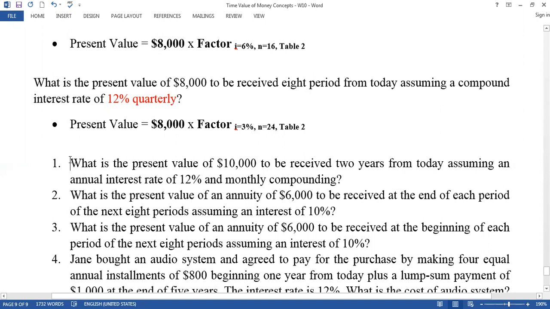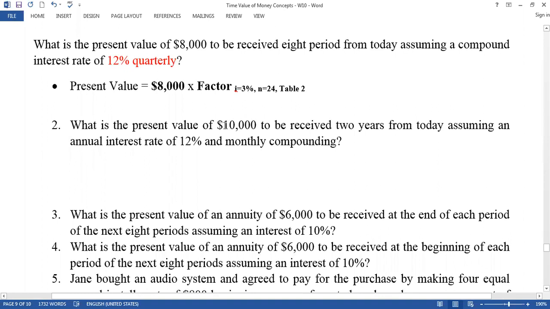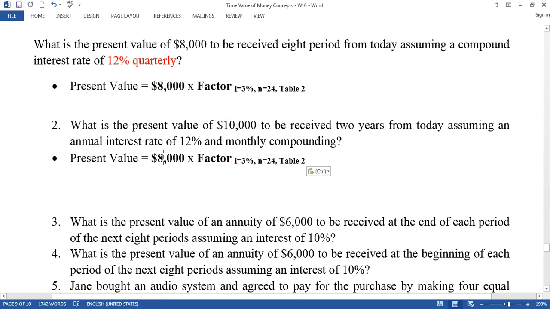Now this is question two. You can see question two: what is the present value of $10,000 received 2 years from today, assuming that the annual interest rate is 12% and monthly compounding? Monthly compounding, so the solution is here. It is 10,000, and in the factor, I equal, what is the I at this moment? 12.